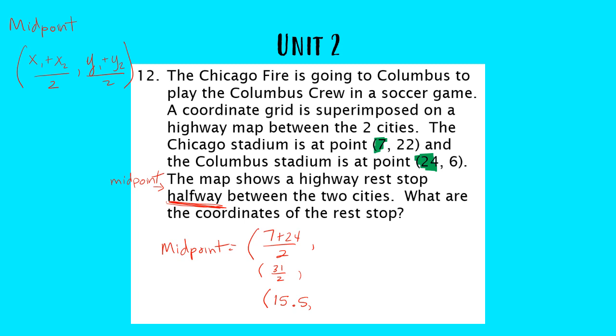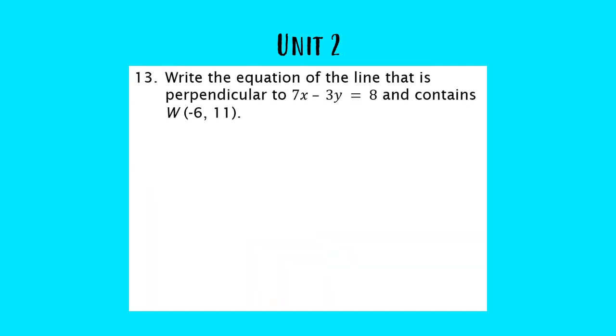And then we do the exact same thing to find the y value. We have 22 and 6 as my y values. So you're going to take 22 plus 6, add them up, and then divide by 2. 22 plus 6 is 28. 28 divided by 2 is 14. That means my midpoint is at (15.5, 14).